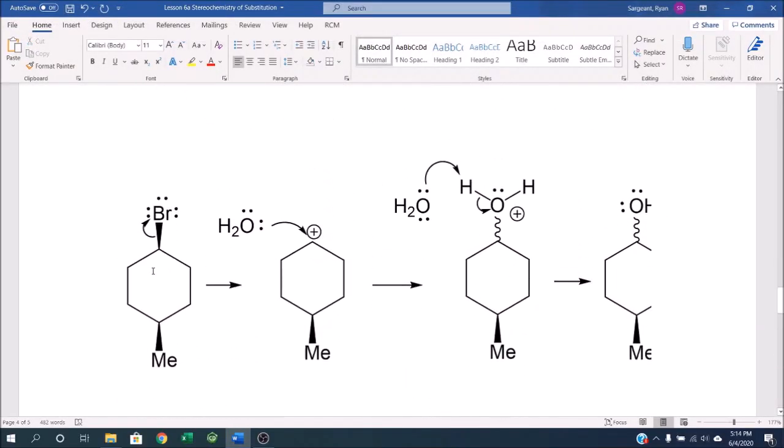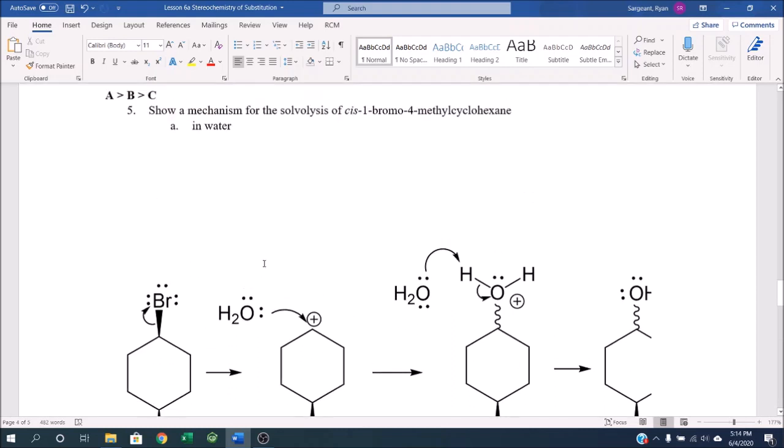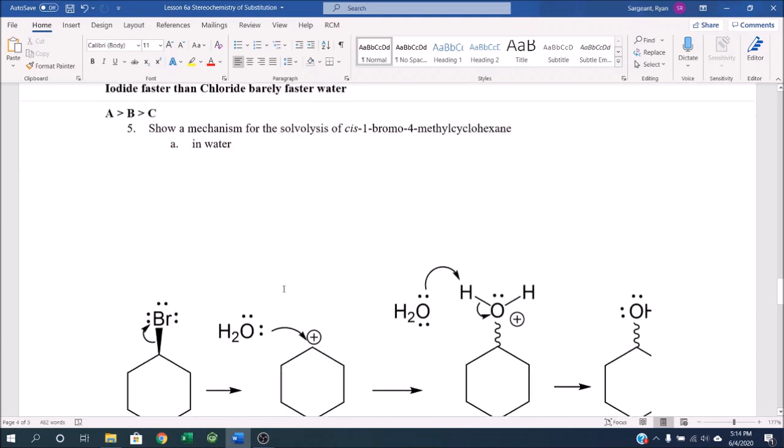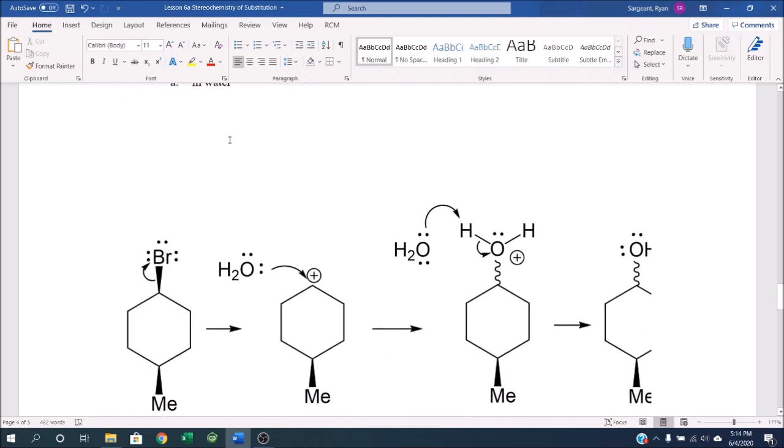So in this mechanism right here, it's an SN1 reaction. This is called a solvolysis reaction, where the water essentially pulls off the bromide, and the water is a solvent, so we don't show it pulling off. We just kind of show the bromide leaving, and we assume that people know that it's actually the water that pulled it off. Water then captures the carbocation.